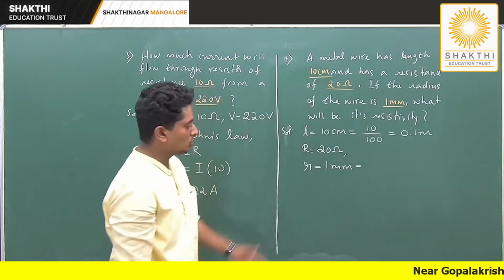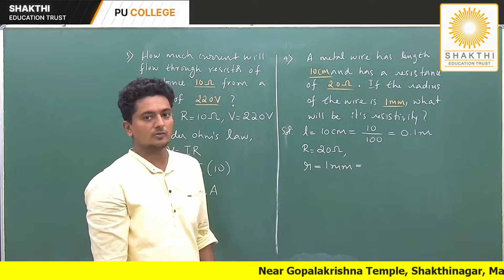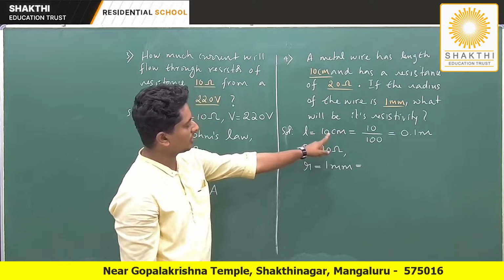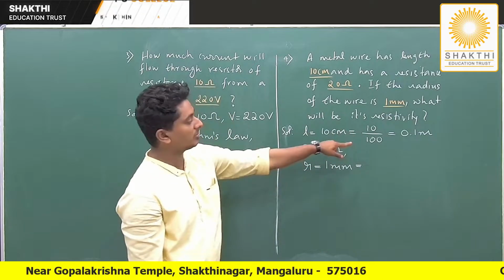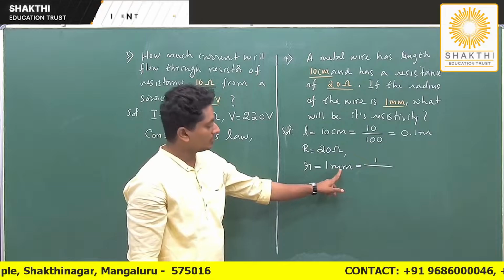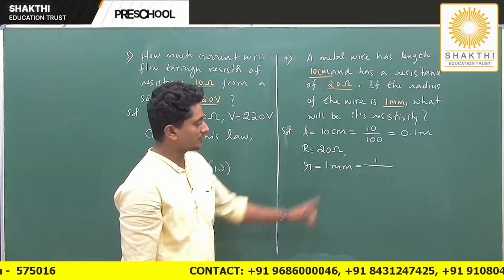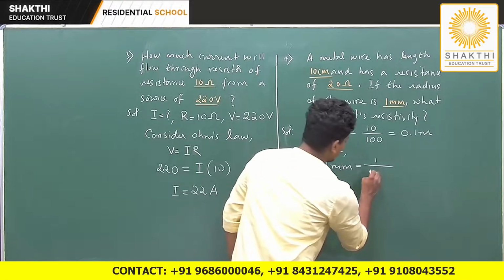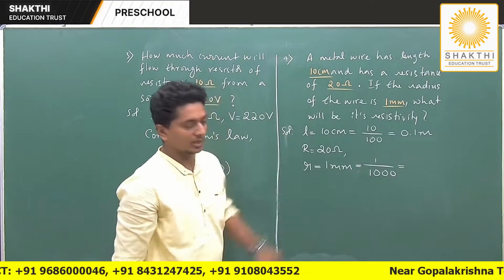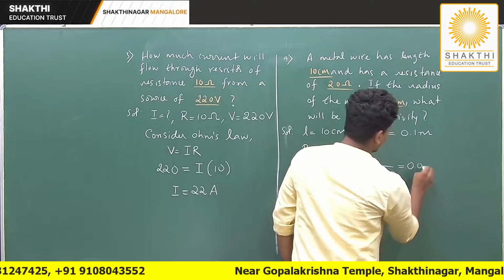Again the question is, how do you convert this to meters? See, well, there are two ways to do it. One, you can see, to convert from centimeters to meters, I divided by 100. The radius, which is in millimeter, from millimeter to meter, what you have to do is, you have to divide by 1000. So it will become 1 by 1000. When you divide by 1000, 1 by 1000 is 0.001.